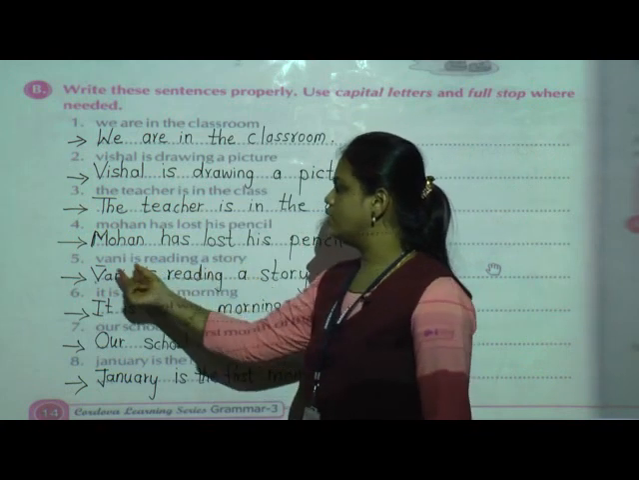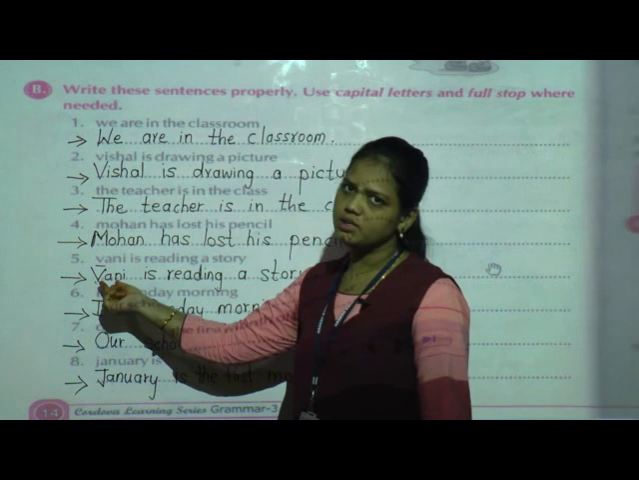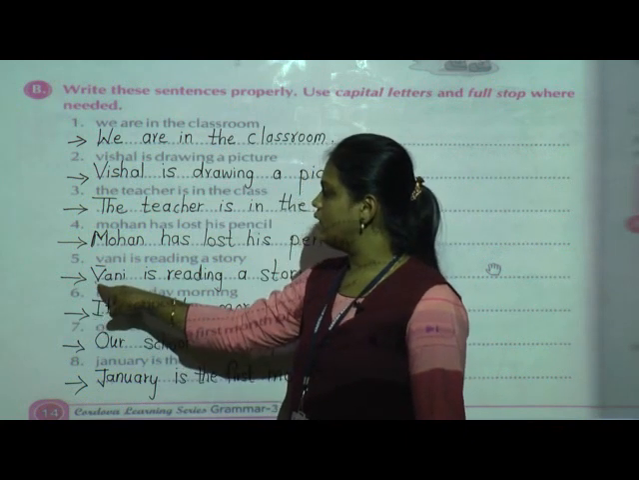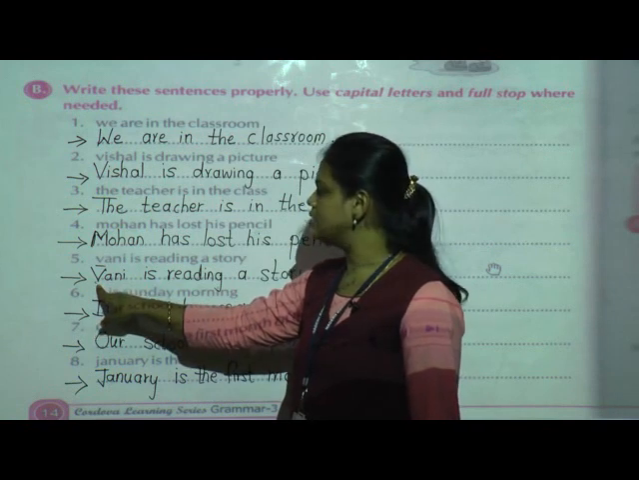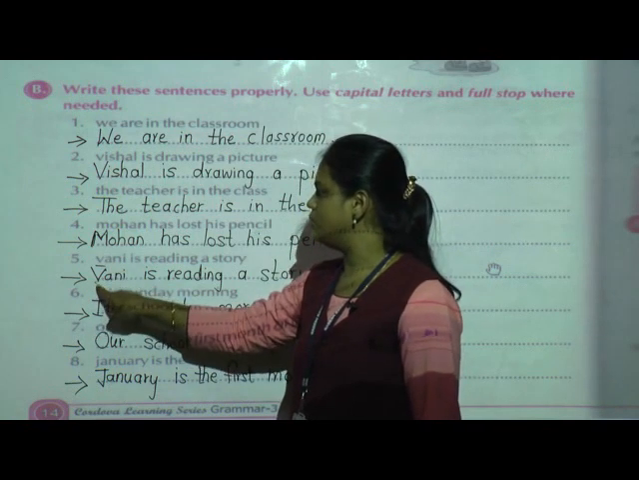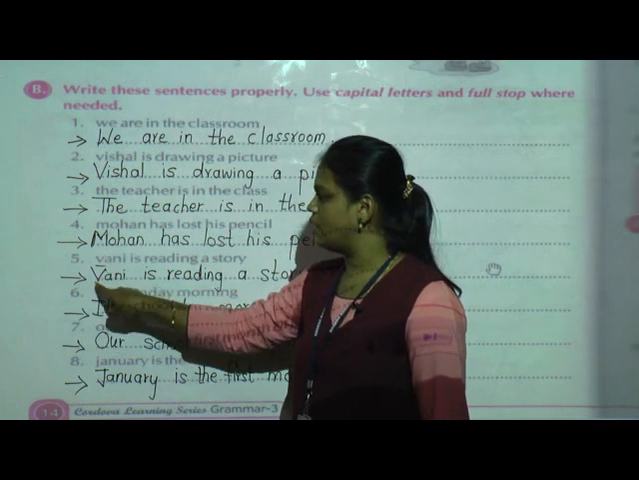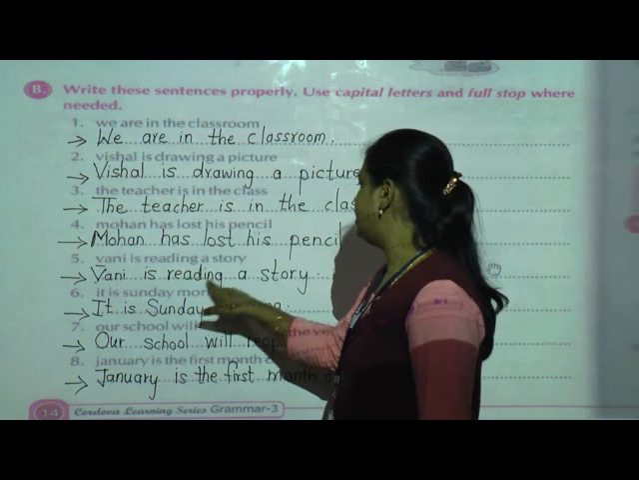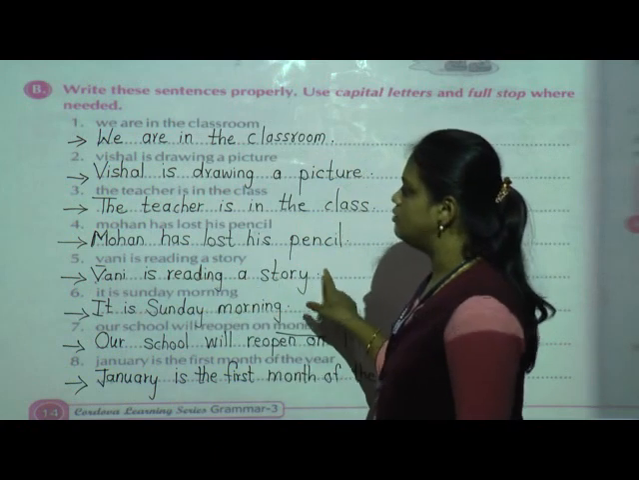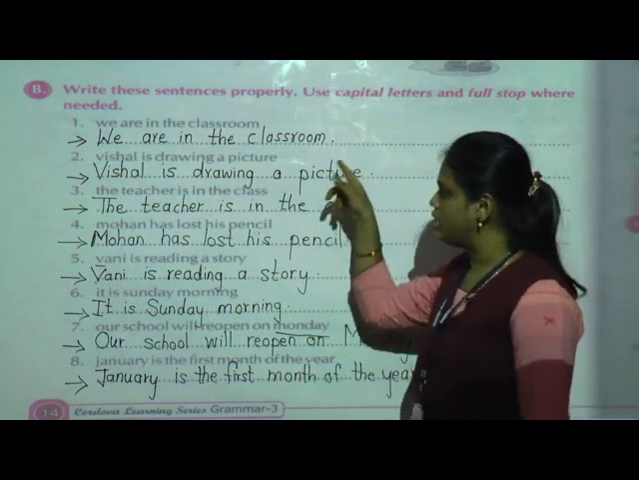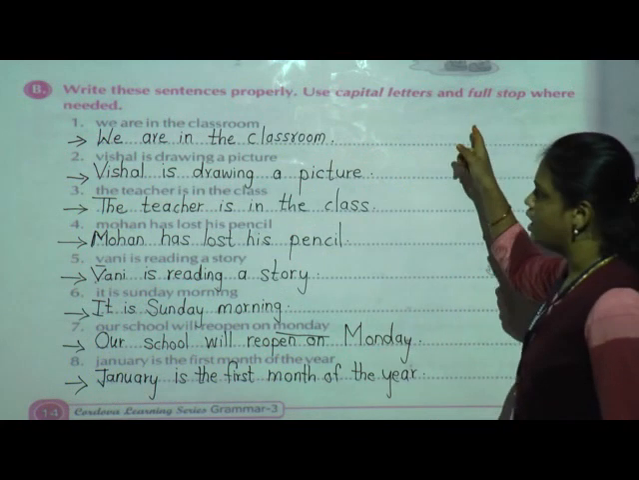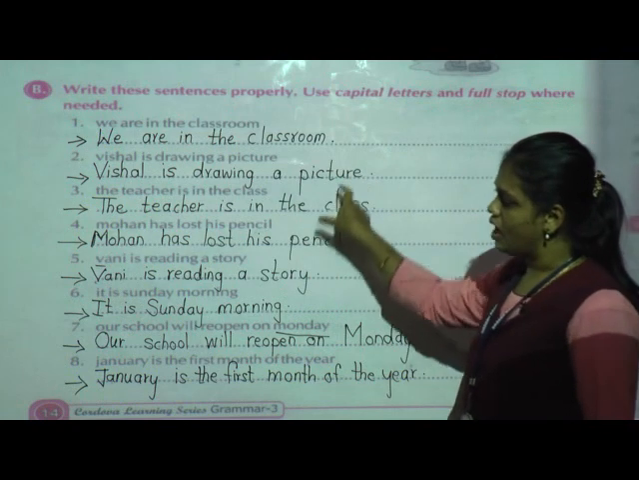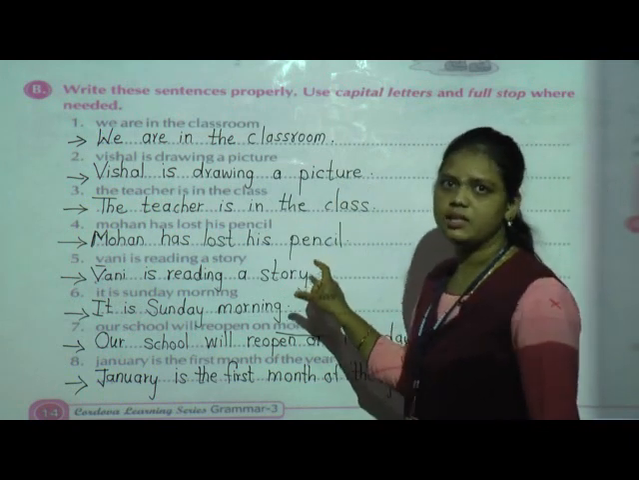Here again you can see Vani is the name of a person, especially a girl's name. So again I wrote the capital letter to start this sentence. So the first letter I wrote in the capital letter. So: Vani is reading a story. Then I have given the full stop. See, whatever instruction they have given, I am just following that instruction, and with the help of that I have formed the sentence.